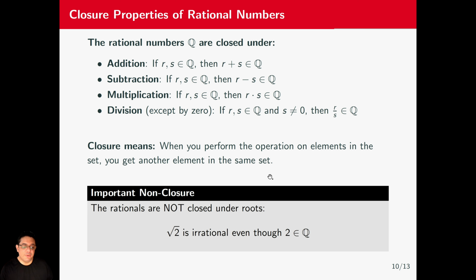Now, it's important to check that irrationals are not closed under different things. So, for example, square root of 2 is irrational, although 2 belongs to the rationals. So, if we take a root, then it might not be rational anymore. Root 2 is actually going to be an irrational number.